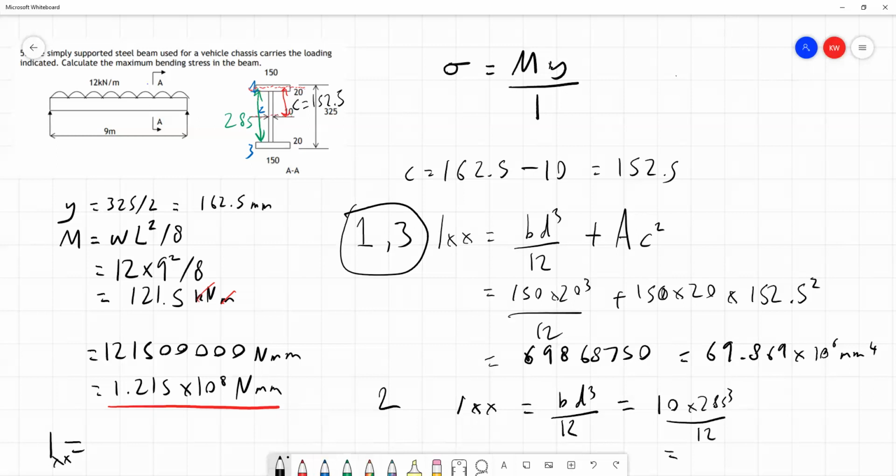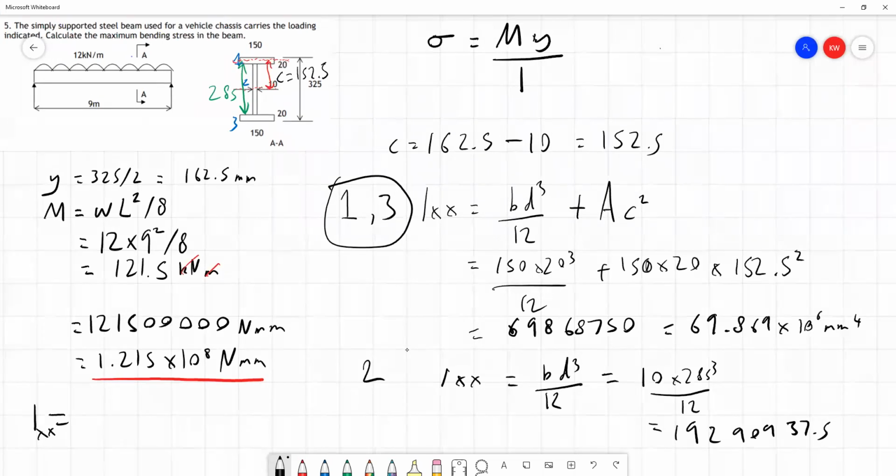I'll put this into our calculator, and it gives us this number here, 192909375. We'll put this in scientific notation as well, so we can easily add these up. This is going to be 19.291 times 10 to the 6 millimeters to the 4.